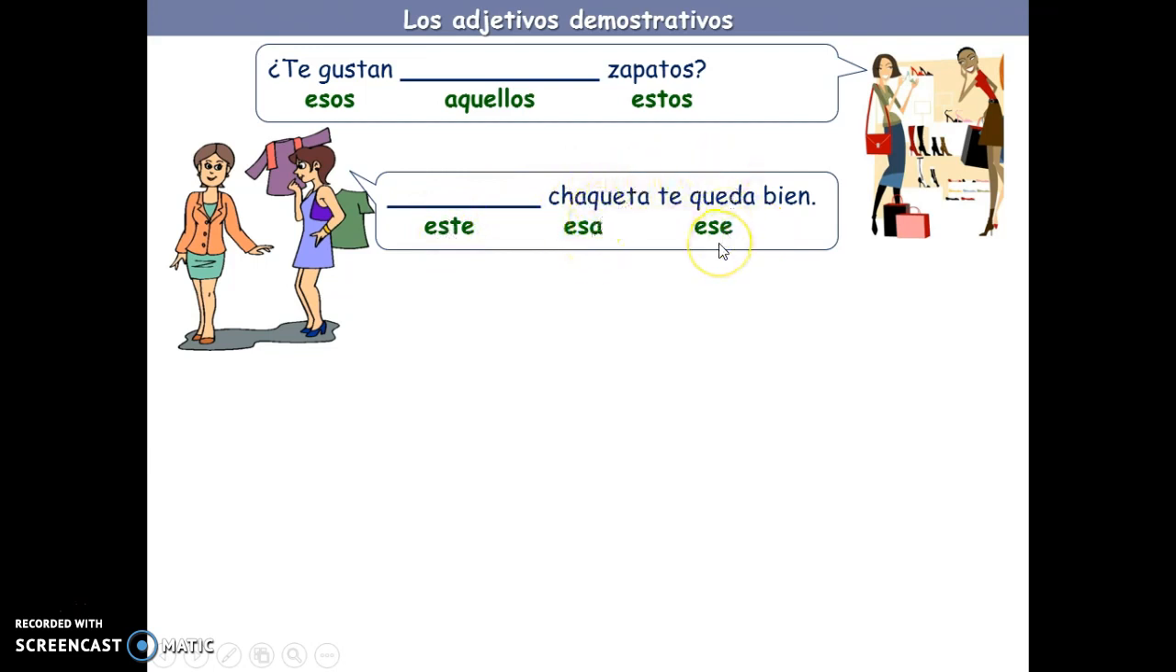Or, again, that jacket fits you well. So we have one possible answer for this, and both of these mean that. Remember, if you choose one of these, you have to pick the one that agrees.